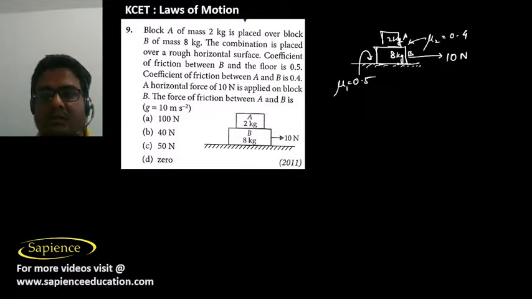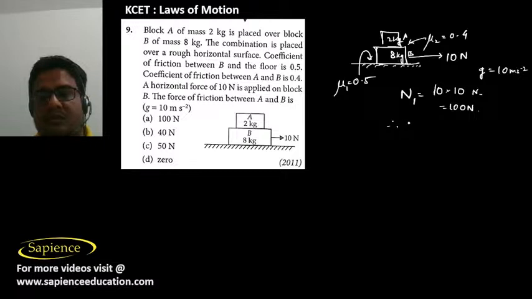So the normal reaction acting on the ground, say it is N1, will be equal to 8 plus 2, so 10, into mg, that is 10 into g. We have to take g as 10 meter per second square. So 10 into 10 Newton, so it is 100 Newton.